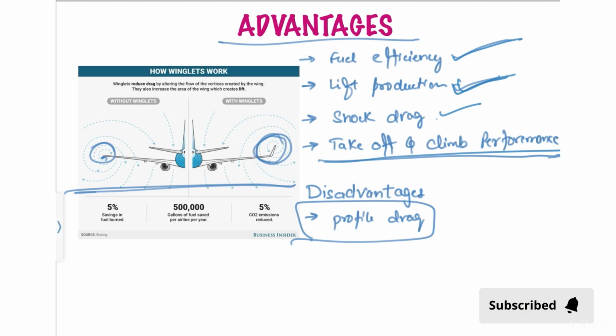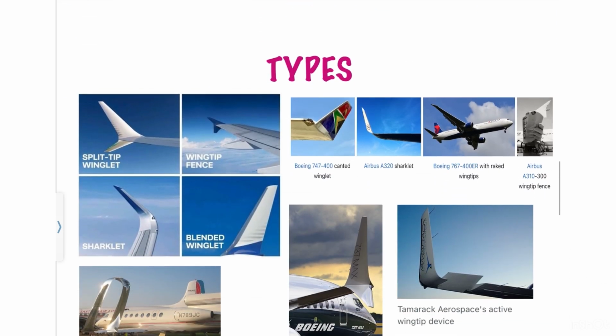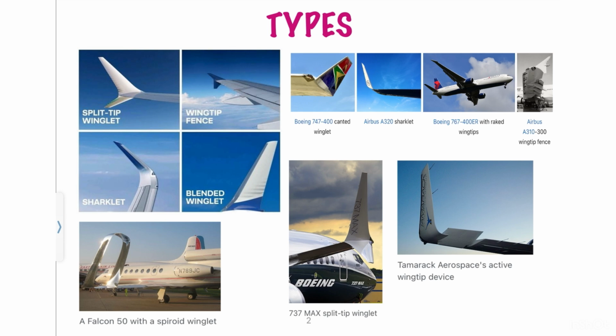What are the disadvantages? One main disadvantage is the profile drag. Profile drag is the drag because of the structure. Since you are adding another structure here, it will increase the profile drag, but this increase in the profile drag will be very small, or you can say compensated by the increase in the lift production and reduction in the vortex generation.